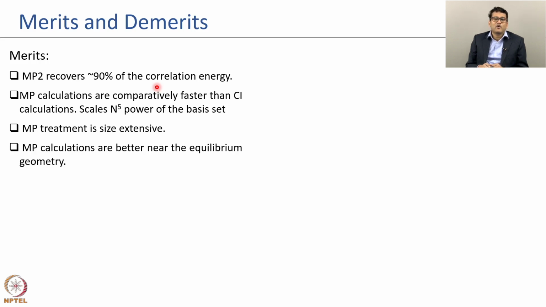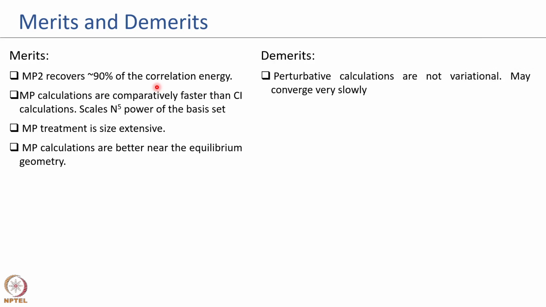MP2 calculations are generally better near the equilibrium, because we have seen that there is an energy denominator, which is a difference between occupied and virtual orbitals in the Hartree-Fock. If my occupied and virtual orbitals are not very well separated, that can lead to a problem. When you move away from the equilibrium, more than one configuration becomes important, and the separation between occupied and virtual orbitals is generally very small.